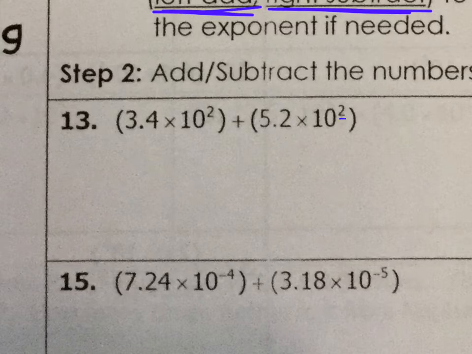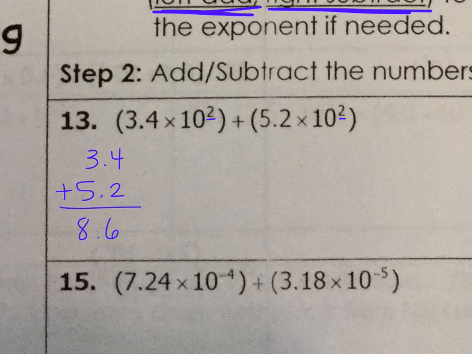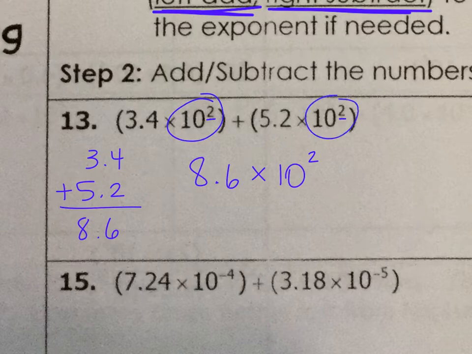So this has a 2 exponent and a 2 exponent. So those match. So all we're going to do is add 3.4 plus 5.2. You can do this in your calculator. It'd probably be easier, but you'll get 8.6. So the answer, when I add these two together, is 8.6 times 10 squared, because I just copy down this last part when it's the same.